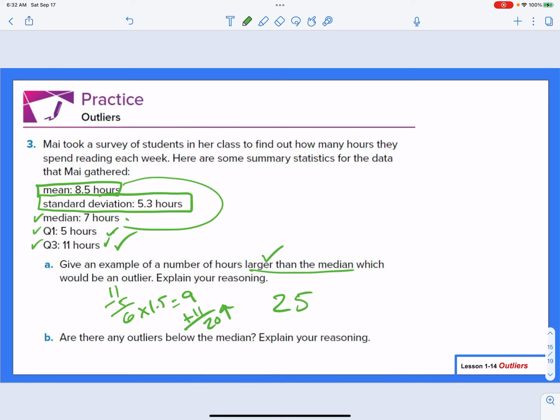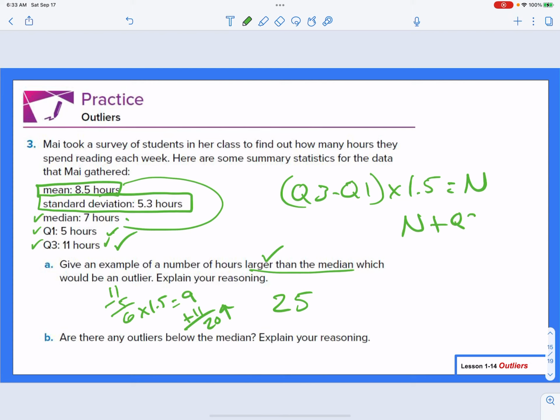So you do have to remember how that works. Q3 minus Q1, multiply that by 1.5, gives you a number. Take that number, add it to Q3, and see whether the value is greater than that. If it's bigger than that, it's an outlier.